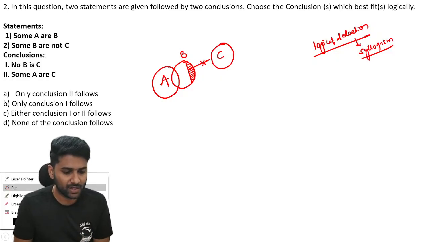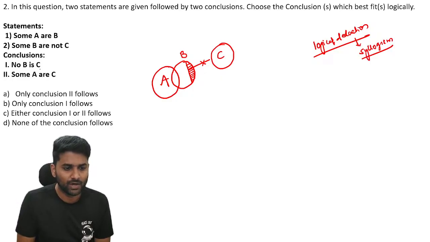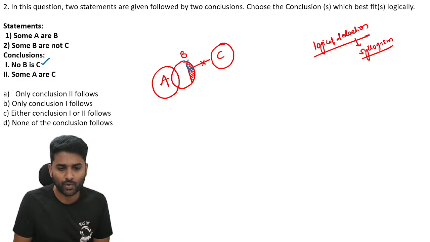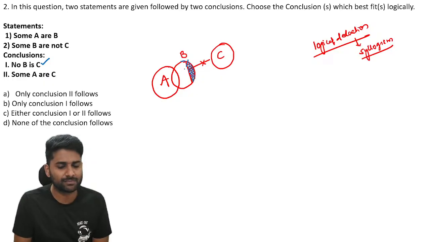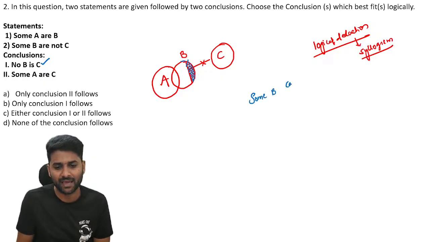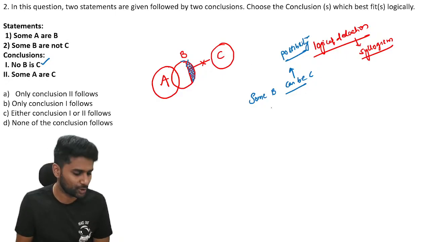Now let's check the conclusions. "No B is C" means you cannot place B into C. According to the diagram, that is the portion we cannot define with C, but the other portion can be B. So we can say "some B's can be C." "Can be" is all about possibility. We can place B into C or C into B.